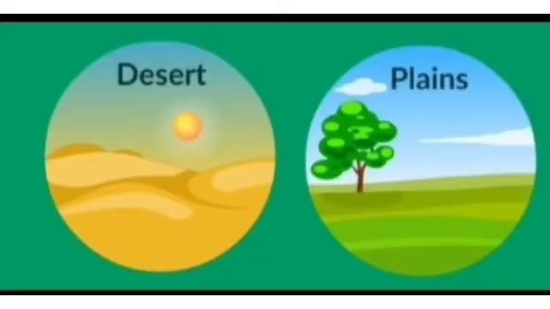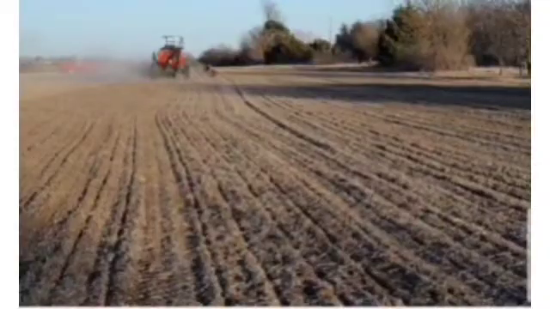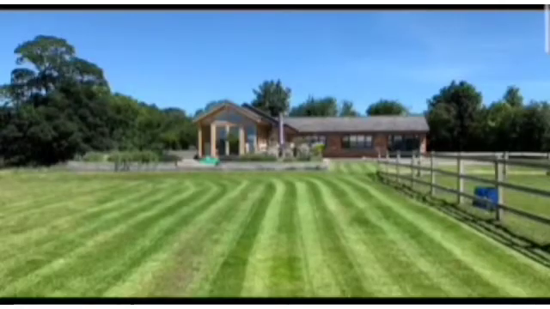Let's start our today's class, in which we will study about 2 more landforms, that are desert and plains. The piece of land which is flat, means having an even surface, is called plains. Mostly people live in the plains. It is also used to grow crops, fruits and vegetables. The house in which we are living right now is also built on a plain land.